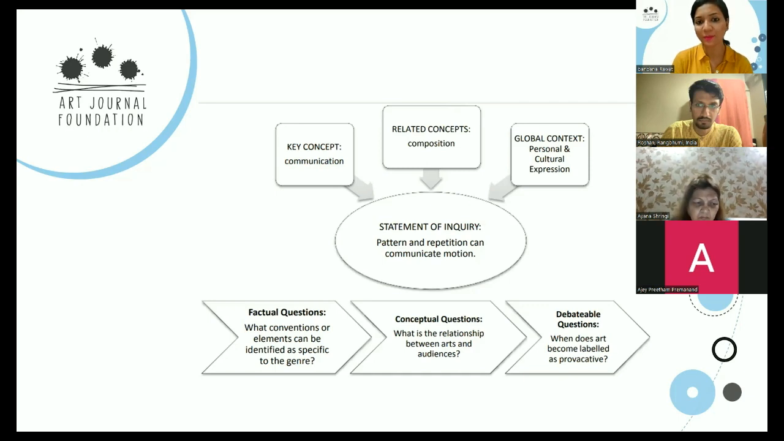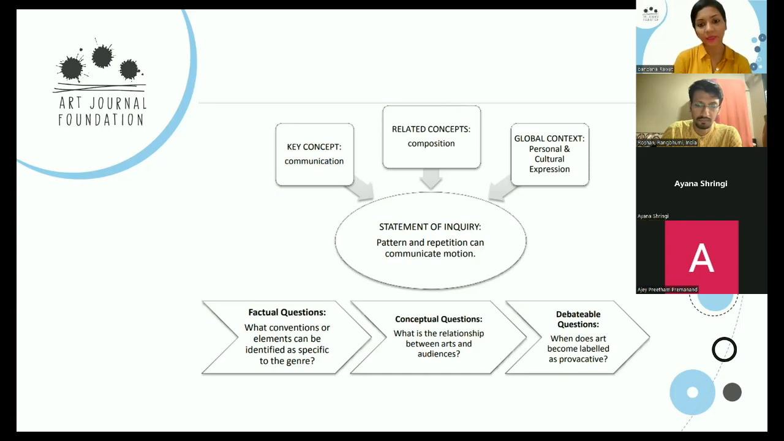So this is one of the examples, one of the units. If you see the statement of inquiry, pattern and repetition can communicate motion. The key concept is communication. The related concept is composition, so pattern and repetition are words that come from composition. Now personal and cultural expression comes in how we communicate the motion. Motion can be in your cultural aspect, it can be in your personal aspect when you communicate an idea.